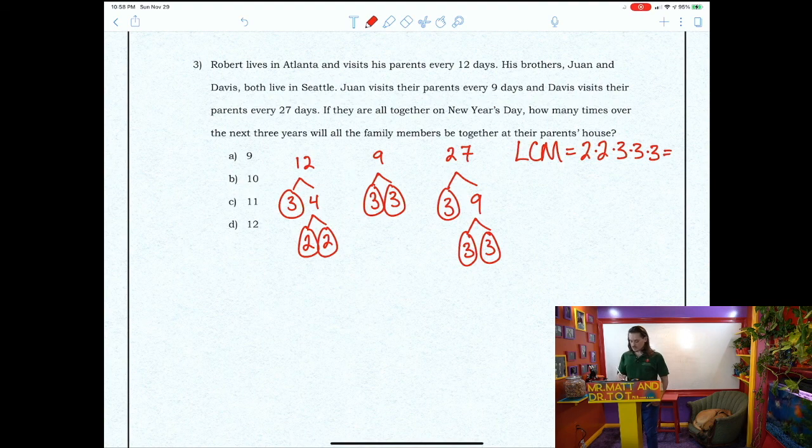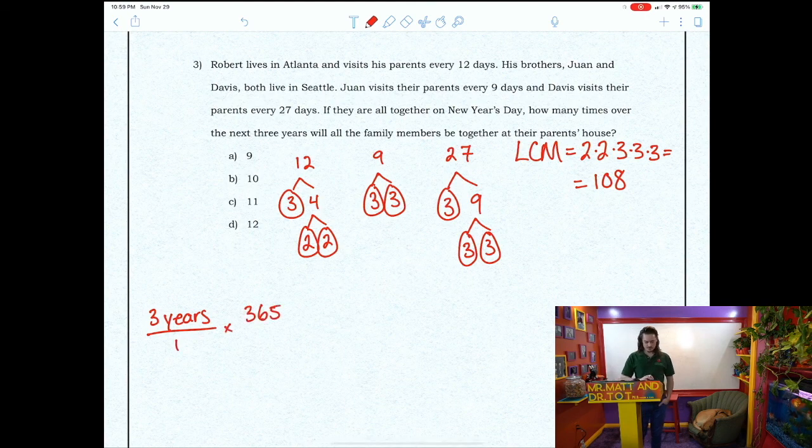So if I'm talking about 3 years, how many times over the next 3 years do they all meet? I can first convert 3 years into days by multiplying 3 years by 365 days over 1 year. That's going to cancel years with years and leave me with 1,095 days.